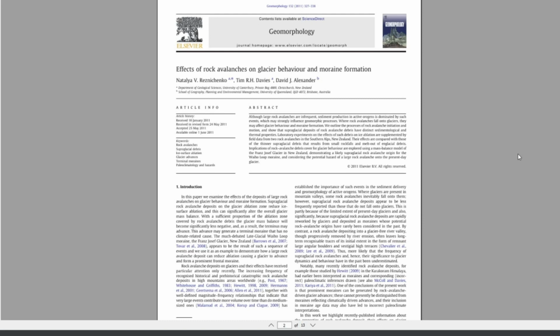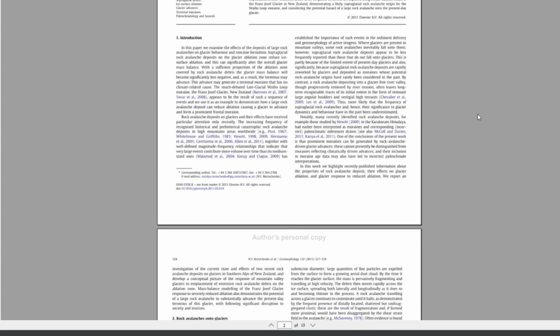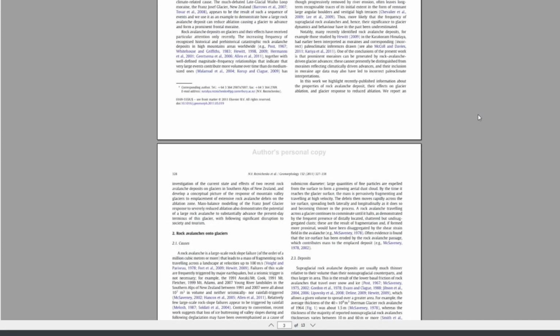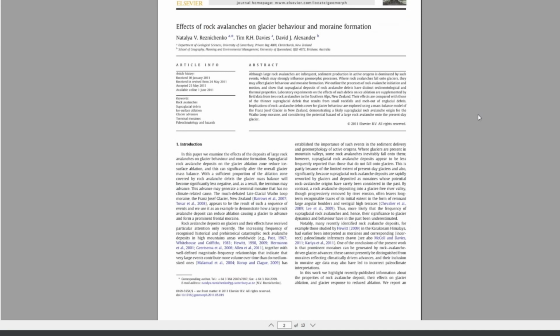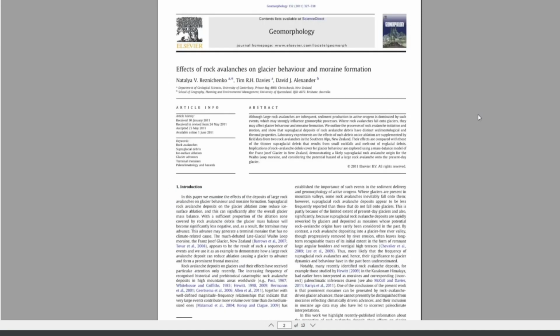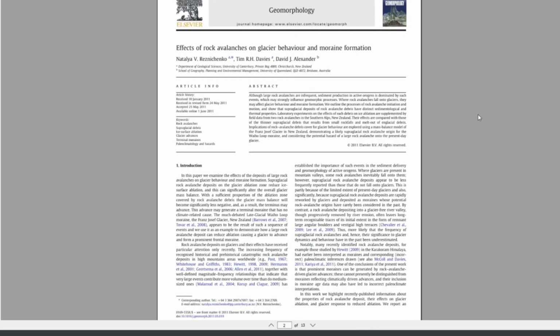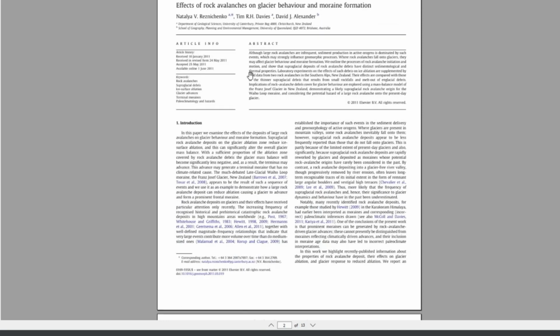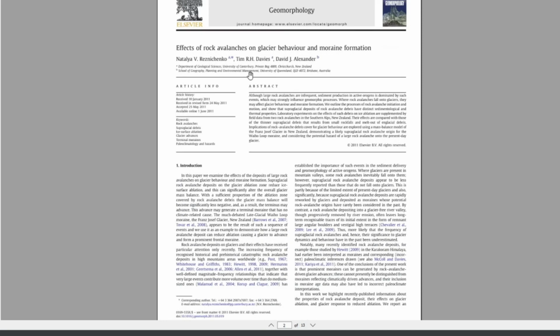This paper was published in Geomorphology in 2011, so almost 10 years ago. The main research I did for this paper started from 2008, 2009 and 2010, and it was one of the parts of my thesis on the effect of rock avalanches on glaciers. You can find this paper online and download it. If you're not a member of a university or library, you may have to pay for it. Otherwise, you can still read the abstract, look through the pictures, and see the citations.